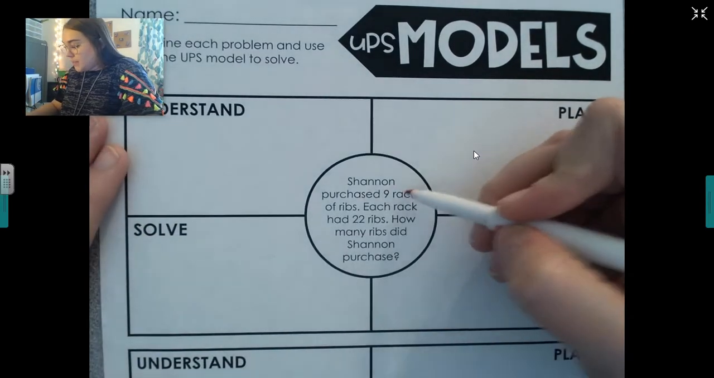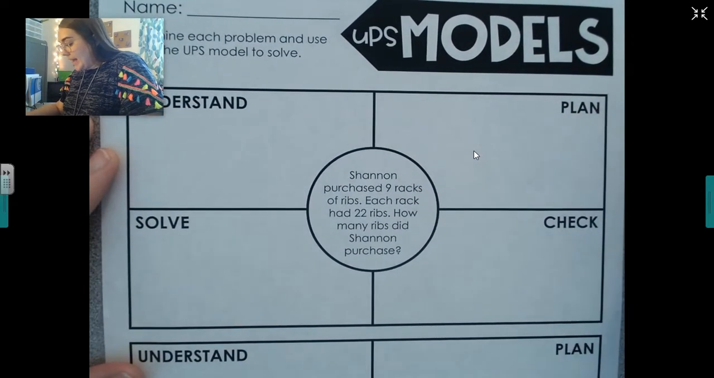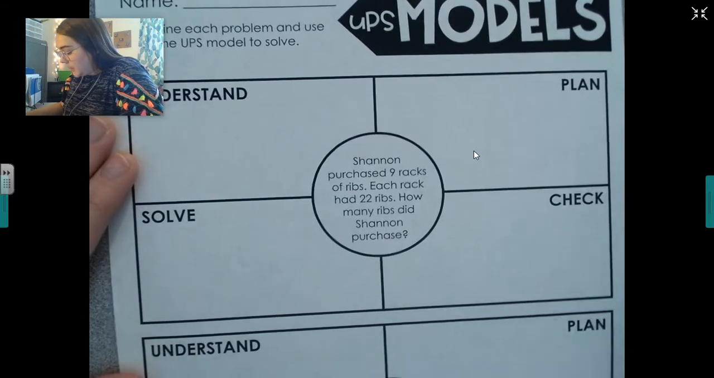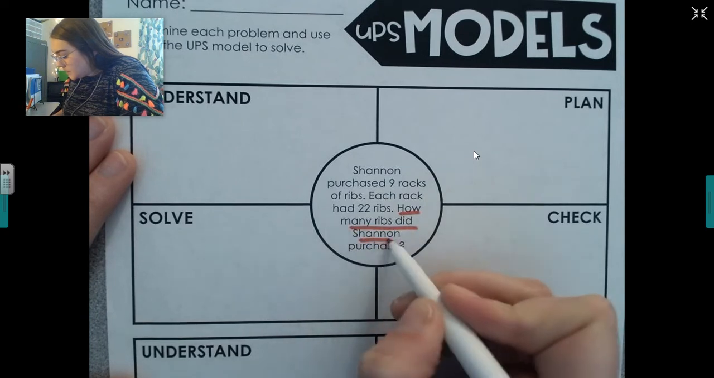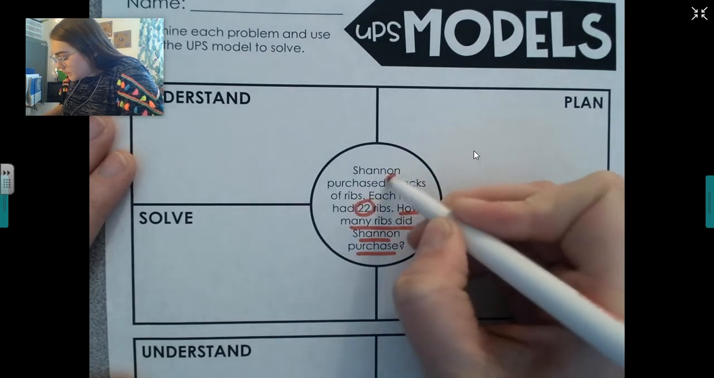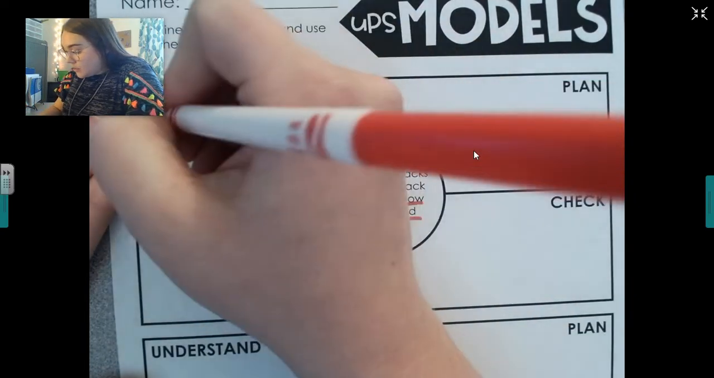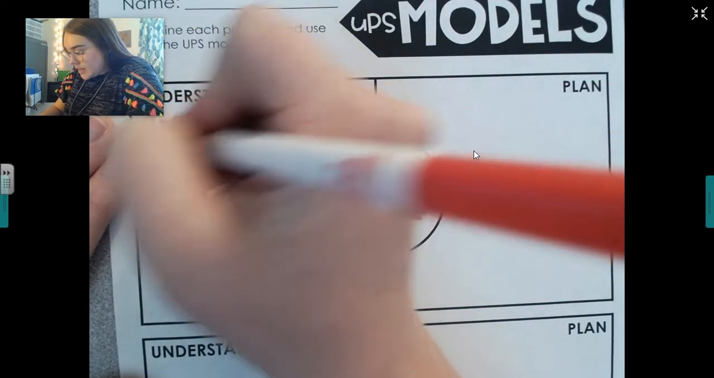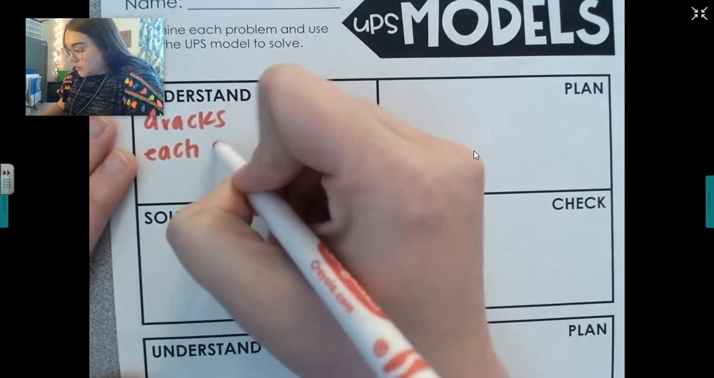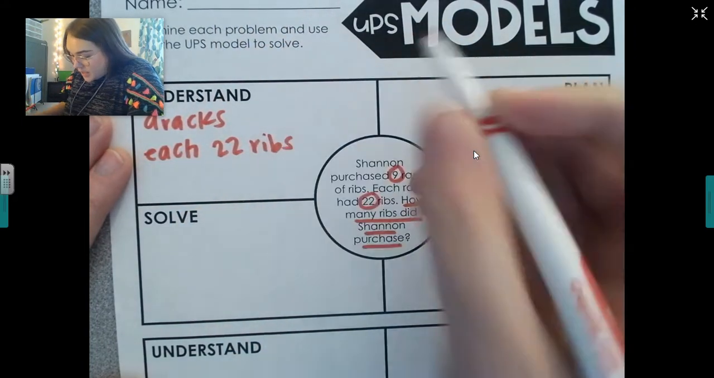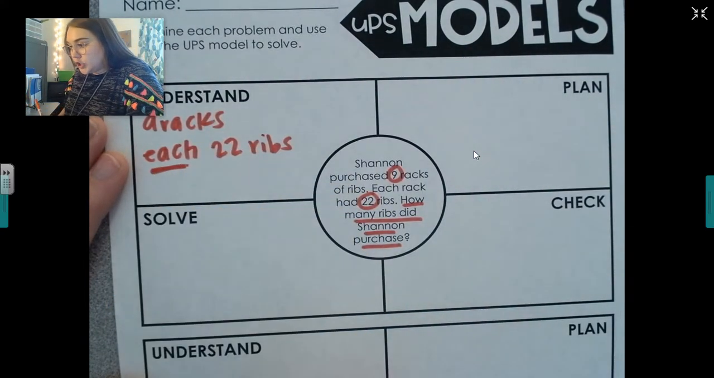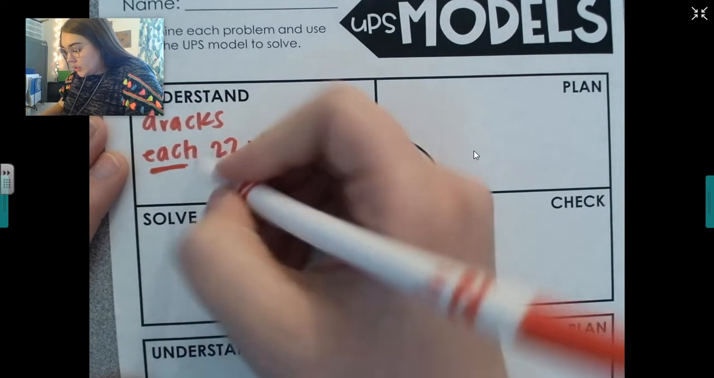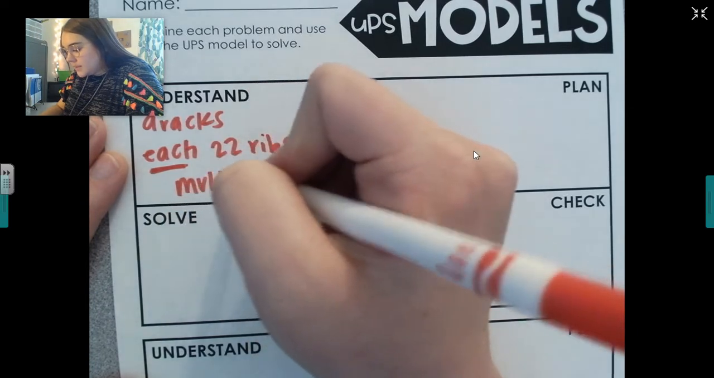All right, Shannon purchased 9 racks of ribs. Each rack had 22 ribs. How many ribs did Shannon purchase? So first I'm going to understand by underlining the question and circling the numbers. So she has 9 racks of rib. Each of them have 22 ribs. How many ribs did Shannon purchase? So I noticed the word each. I know that the each tells me to multiply.